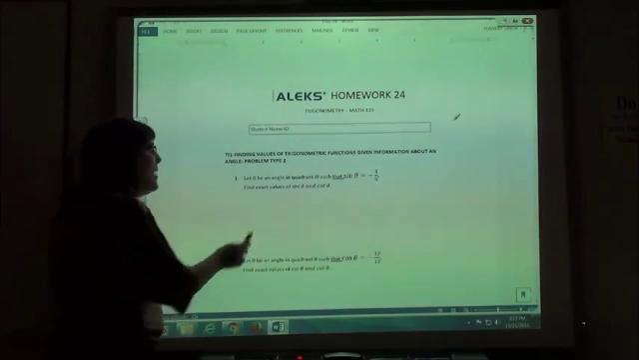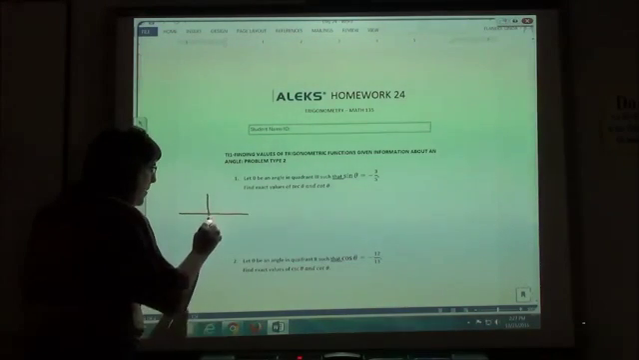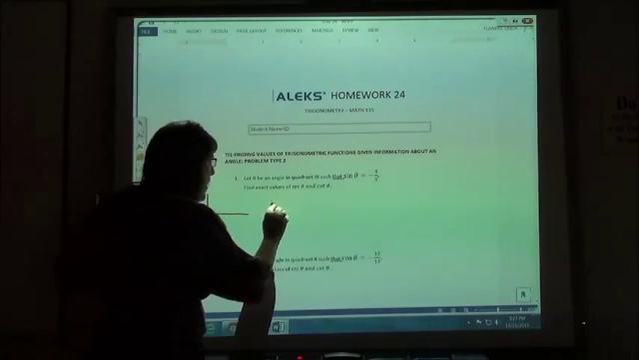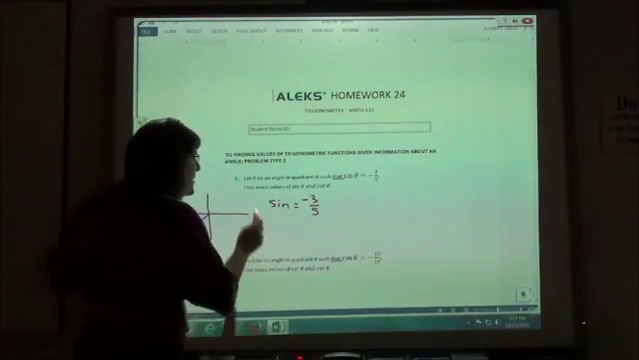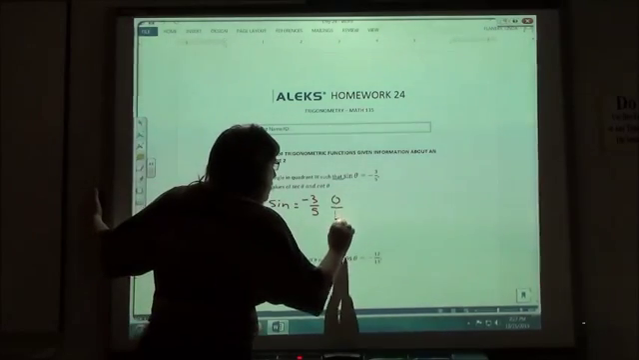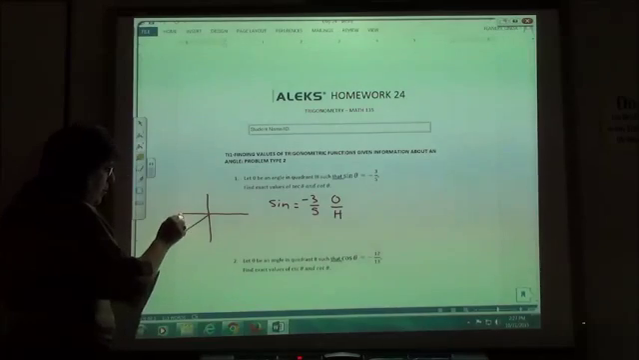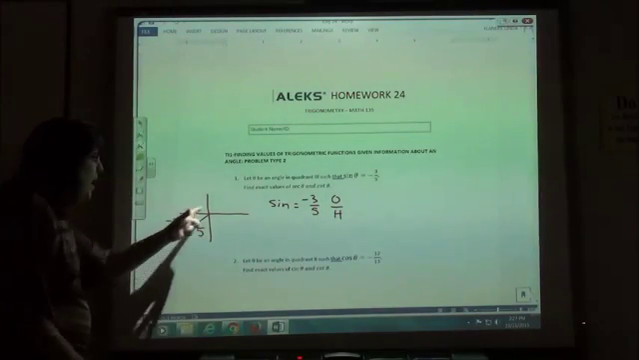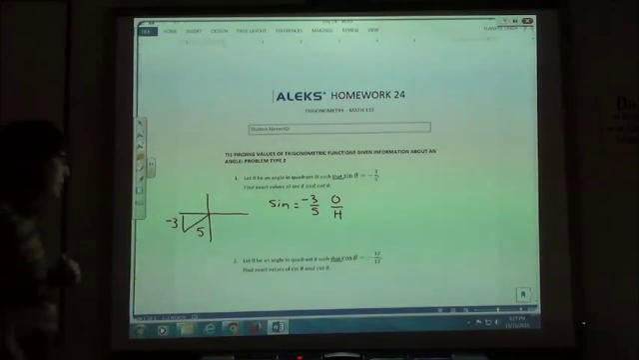And so I'm going to say theta is an angle in quadrant 3. So my reference angle is over here in quadrant 3. I know that my sine is equal to negative 3/5. Sine is the opposite over the hypotenuse. So the opposite side is negative 3. You can see it's going down. My hypotenuse is 5.